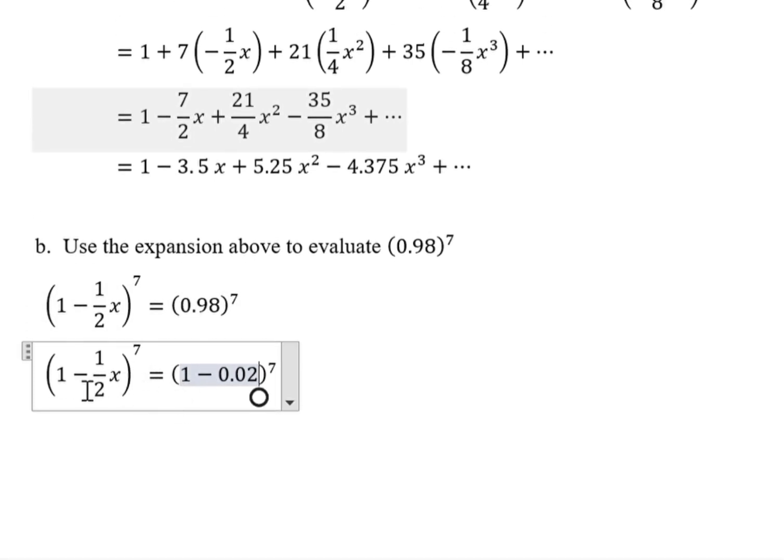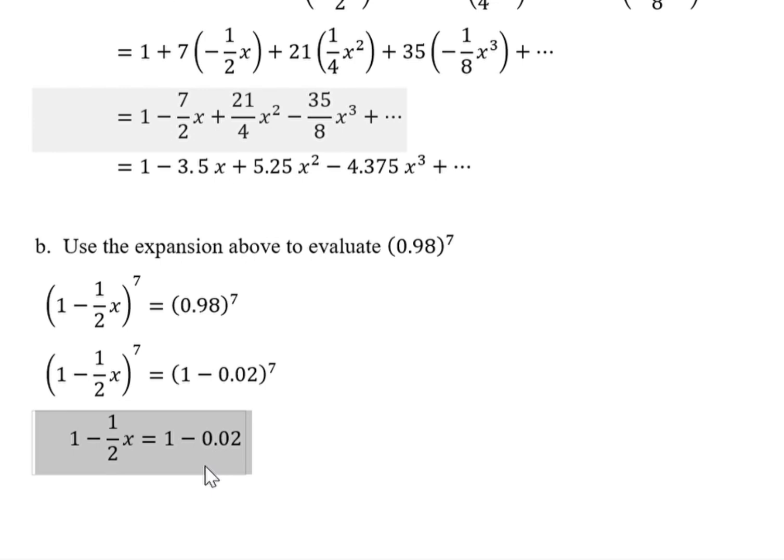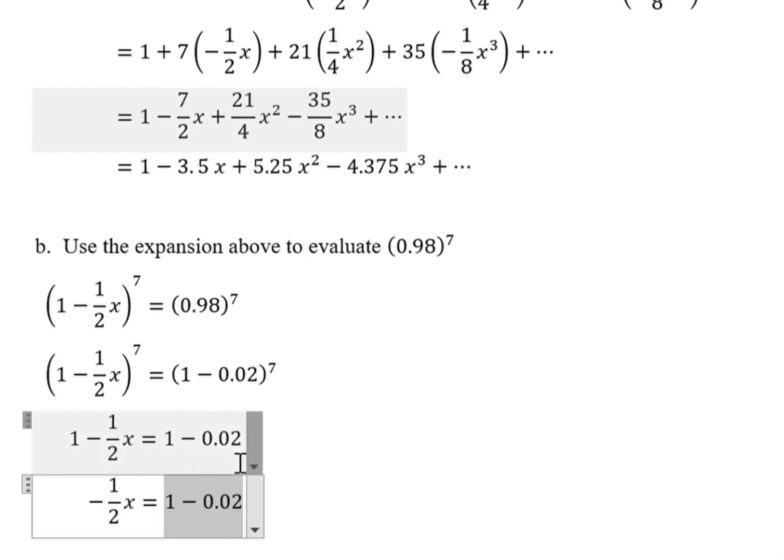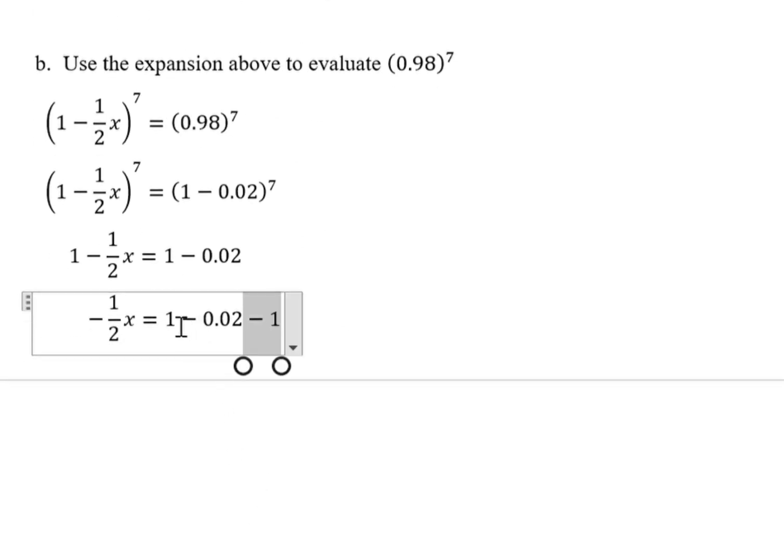If whatever is in the brackets is raised to the same power on both sides, it means what is in the brackets is the same. So that's why I'm saying 1 minus half x is equal to 1 minus 0.02. Now we want to get x from here. So what do we do? Take this one across the equal sign. What remains is negative half x being equal to 1 minus 0.02. Then when this one is taken across, it changes to minus 1. If you simplify that, 1 minus 1 cancels, so what we have remaining is negative half x being equal to 0.02.